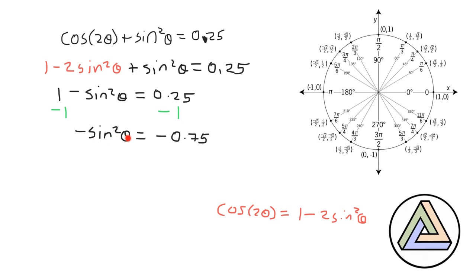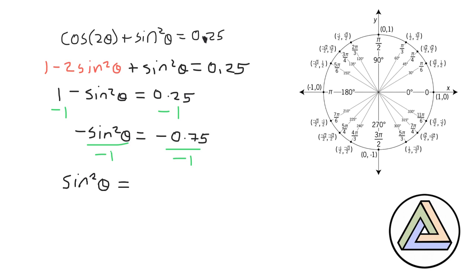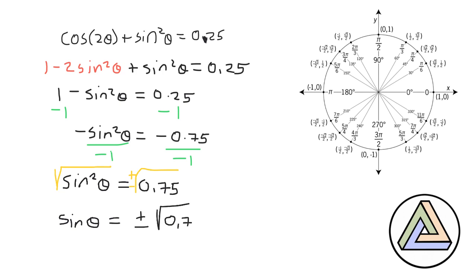Okay, at that point, I don't really like this negative that's in front of the sine squared theta. Remember, we're trying to solve for theta right now. So it'd be nice if we could at least get this negative out of the way. So I would suggest dividing both sides by negative 1 in order to get rid of it. And as a result of that, we would have sine squared theta equals 0.75. And at that point, you can then take the square root of both sides. And don't forget to do plus minus right there. And then we end up with sine of theta equals plus minus the square root of 0.75.